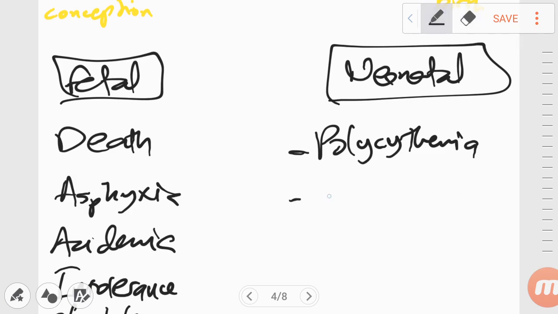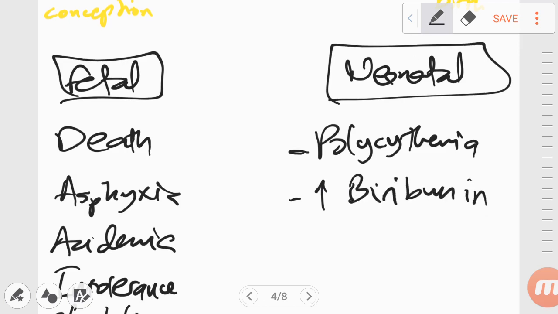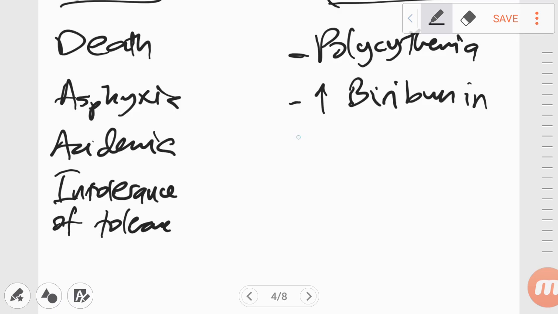We can also have hyperbilirubinemia. Again, same reason: because we're having polycythemia, there will be increased breakdown of hemoglobin, and that hemoglobin will be metabolized to bilirubin, which will increase. And the next thing we can have is hypoglycemia, which is low glucose. Why do we have low glucose? Again, because the child is receiving less nutrition, and the child will not have enough fat stores in their body to actually compensate for low glucose. So that is the reason that we will have hypoglycemia as well.